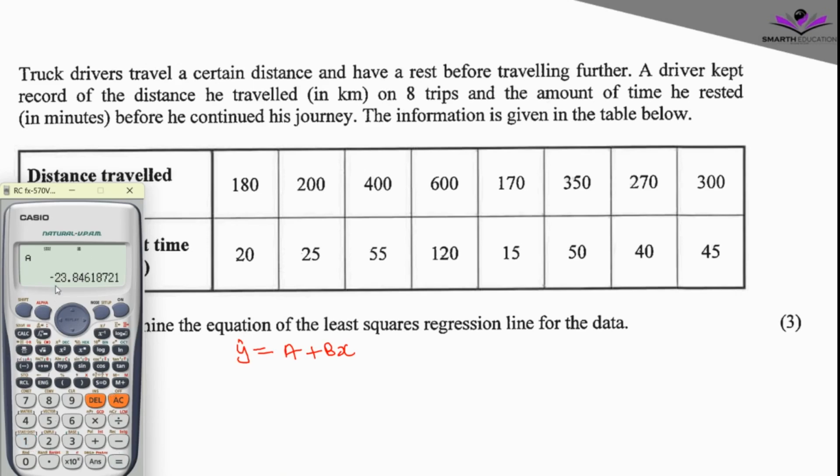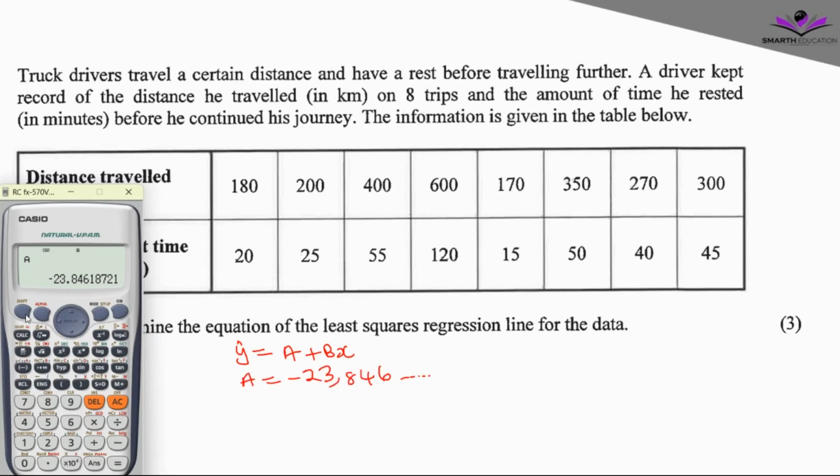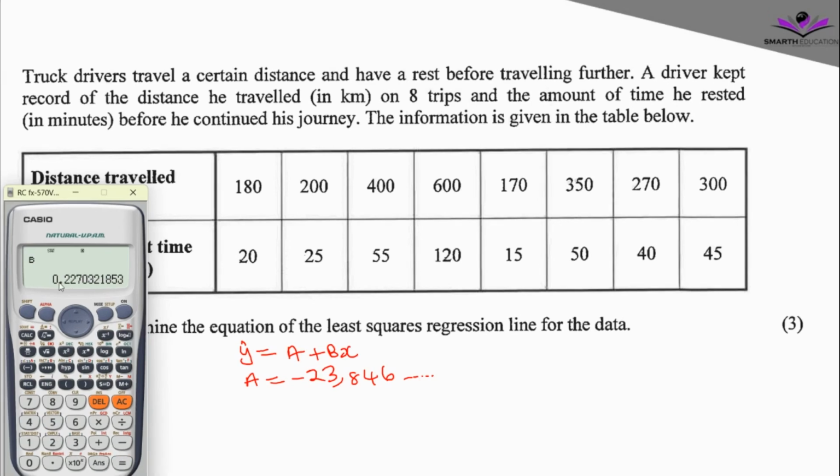Right, so this is negative 23,84618721. You can record that. How do we get b? Press shift again, shift 1, and we still want regression, so you press 5. And then b is number 2, so you press 2. Then equals 0,22703218853. So you can also write that.